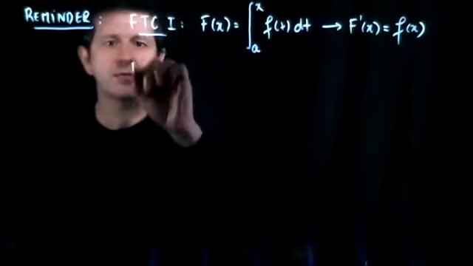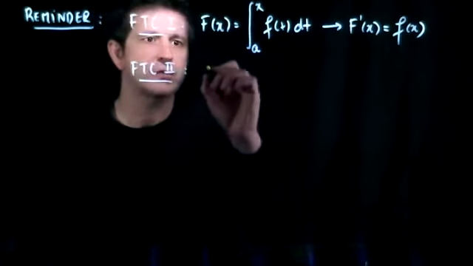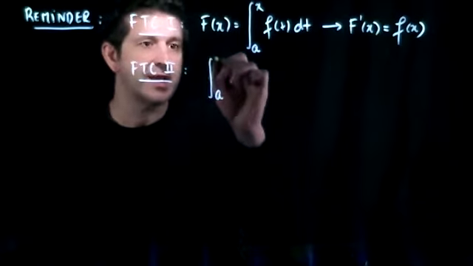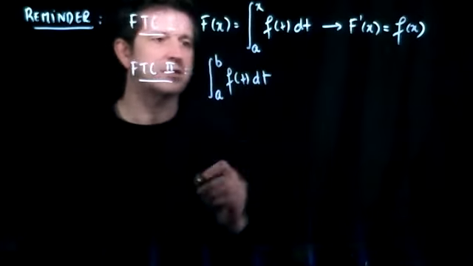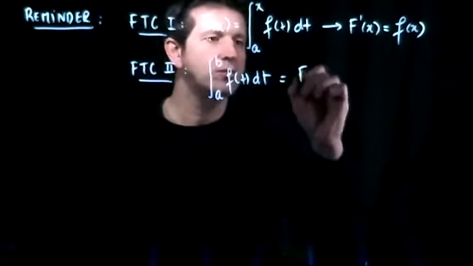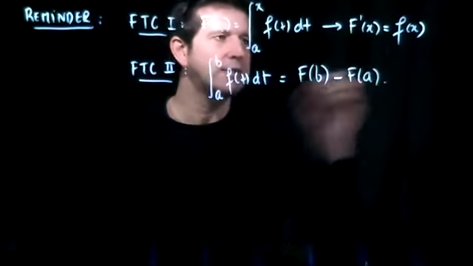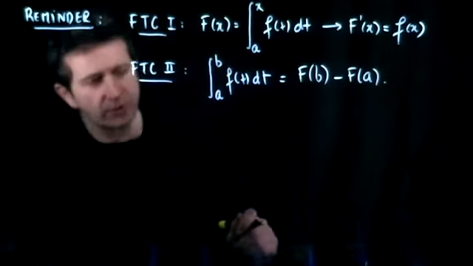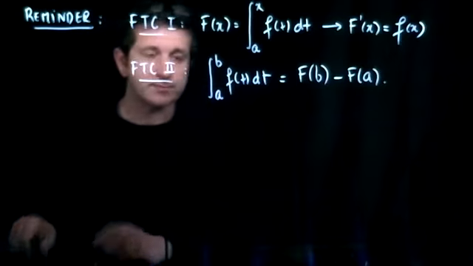Okay, and the second part, and both of them, of course, we proved last class, says that the antiderivative, or the area from a to b under the curve of f of t dt, is equal to the antiderivative at b minus the antiderivative at a. Okay, so these are the two parts of the fundamental theorem of calculus. Let's do a few examples.